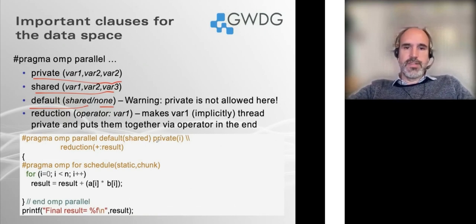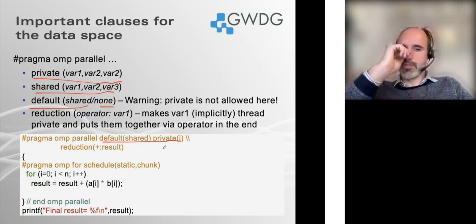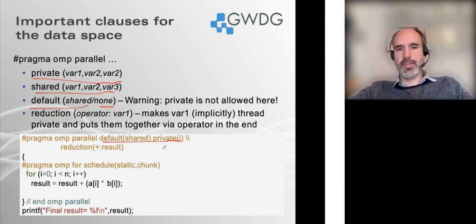And as you can see here, you can combine. You can say in the example below, you have one private I and the rest is by default shared to simplify life. Again, I would recommend that you really list all variables by name in either private or shared clause, just to circumvent any problems with the code. Because if you have to put it by hand, you have to think about if it belongs to shared or private. If you just say default shared, you might miss one which should have been private.